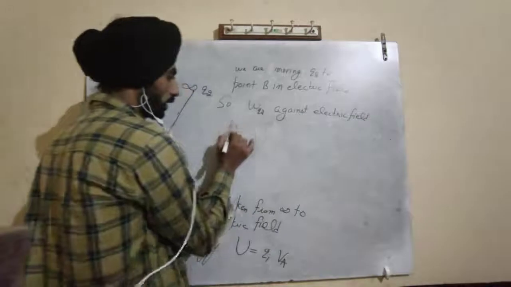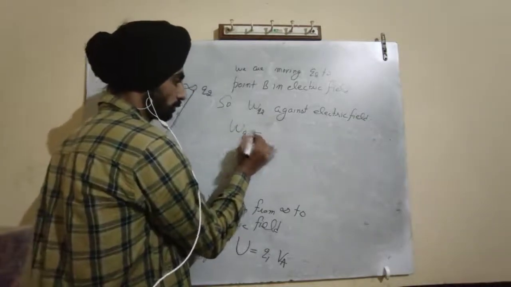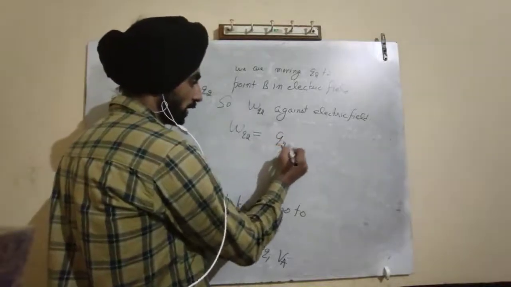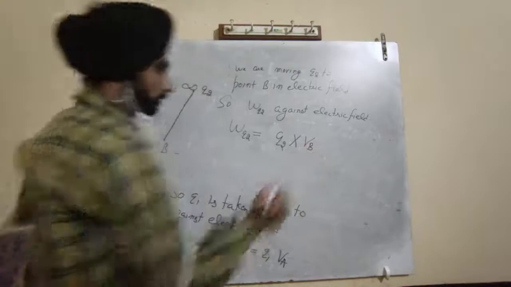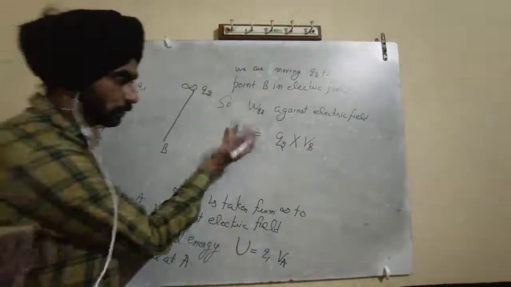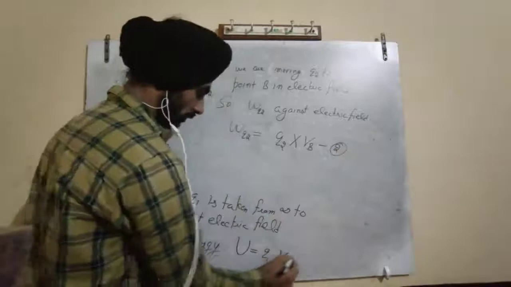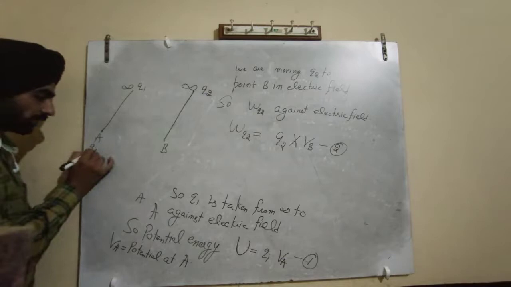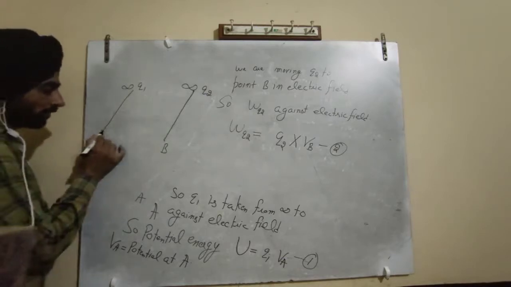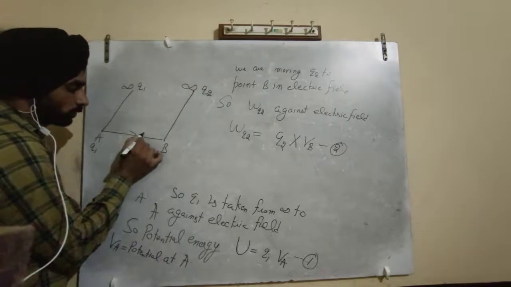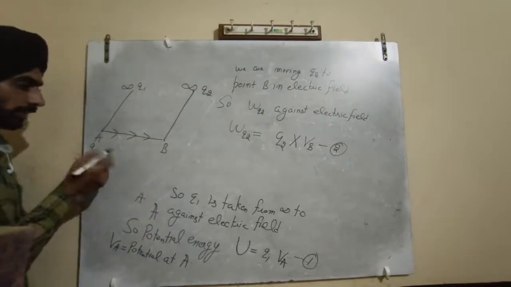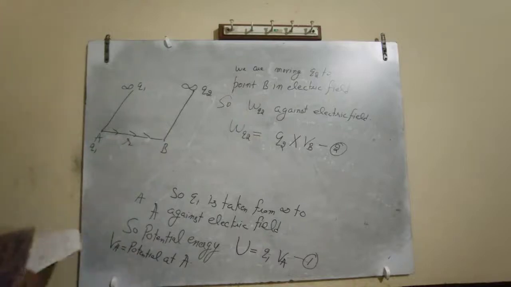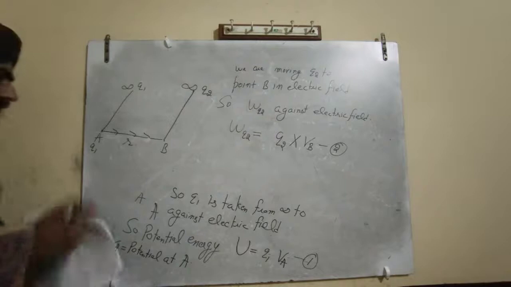So what will be there? Work done on Q2 will be equal to charge into potential at B. So this is the concept. U or W are the same, nothing different. A is a charge, and A is now in place, so A will apply an electric field on B also. And they are at a distance, suppose R.